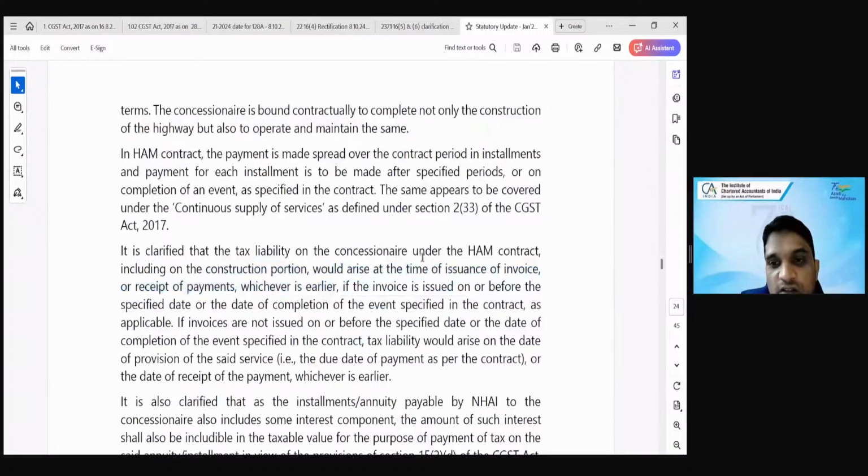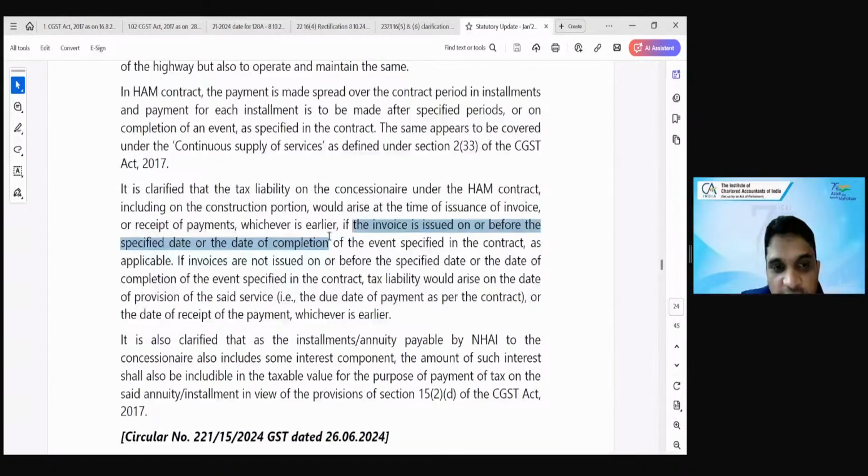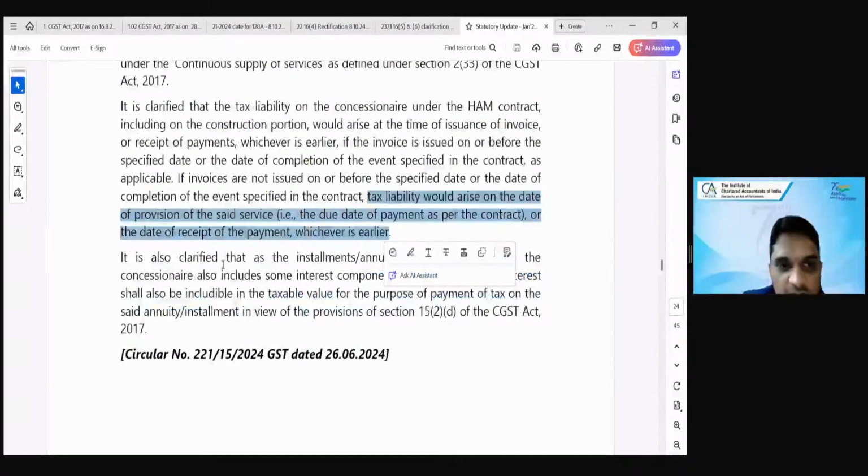If the invoice is issued on or before the specified date or the date of completion of the event, as applicable. If invoices are not issued before the specified date of the completion of the event, then tax liability would arise on the date of provision of said service. That is the due date of payment or the date of receipt, whichever is earlier.